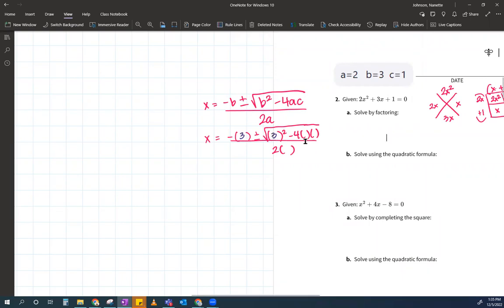And then this one is A and then C. So A is 2, C is 1. And then A goes on the bottom. So that's just a 2. Let me see. Nice. Someone typed that into the chat. Thank you so much. That's exactly right.